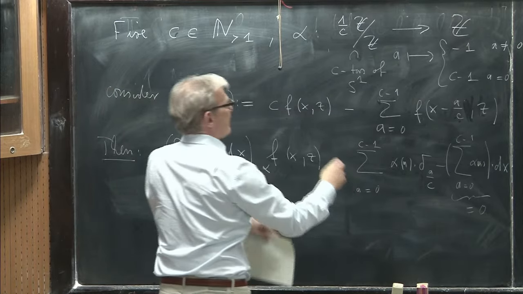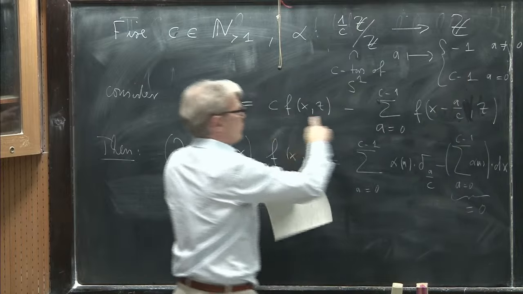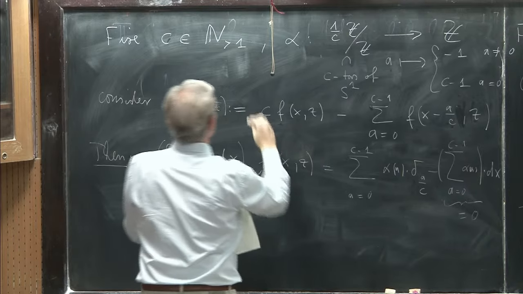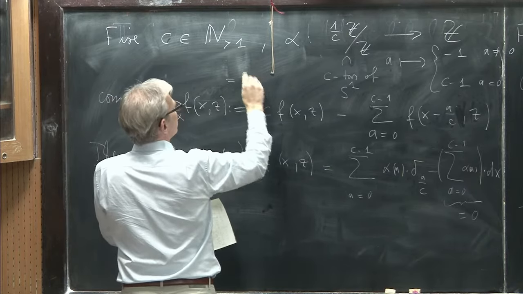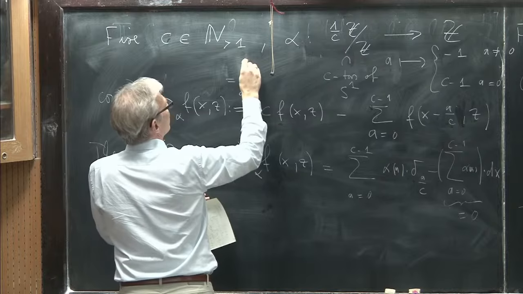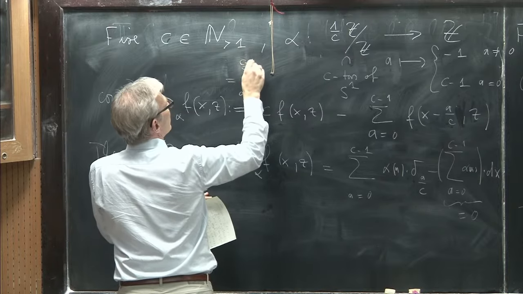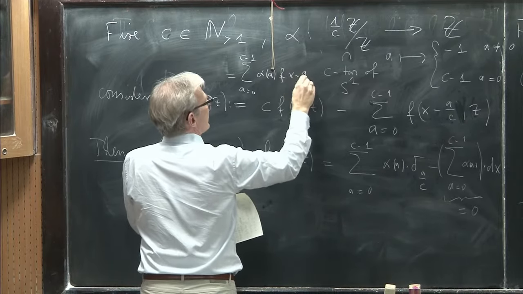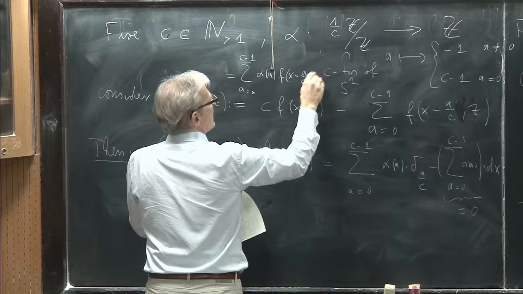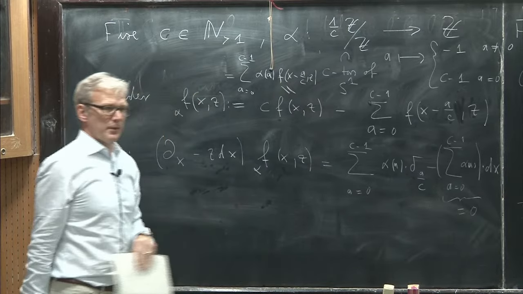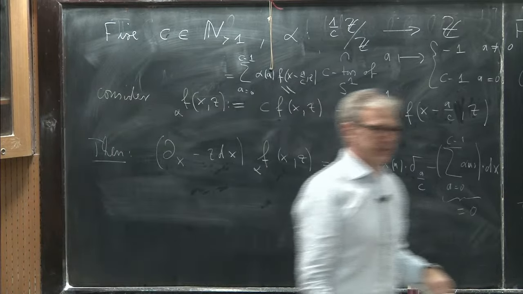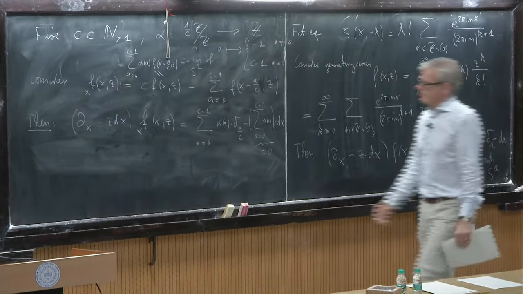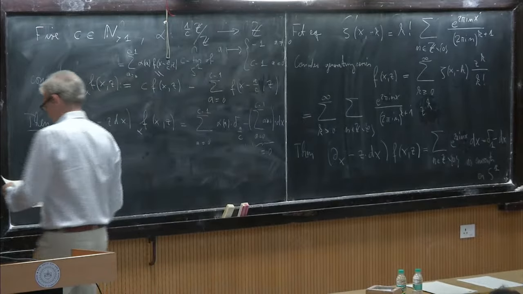So that's a geometric condition. Here, because I've chosen alpha in such a way, it goes away. What I really write here is the sum a equals 0 to c minus 1 of alpha of a, f of x minus a/c, comma z, and if you put it in, then you get this. Sorry, that was too fast.